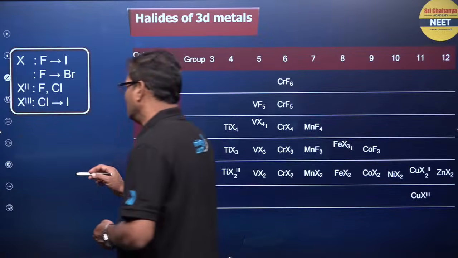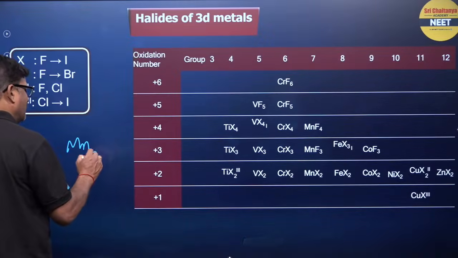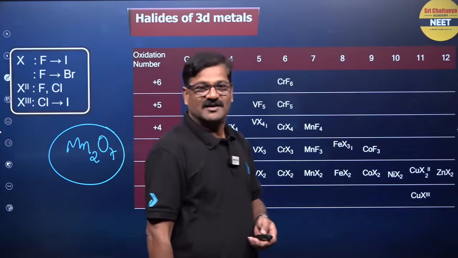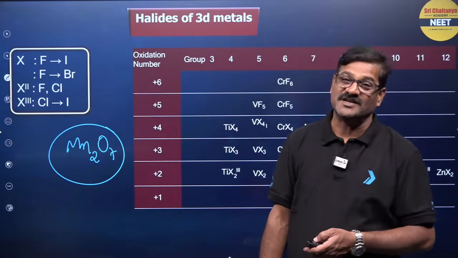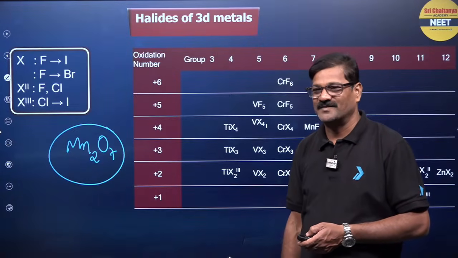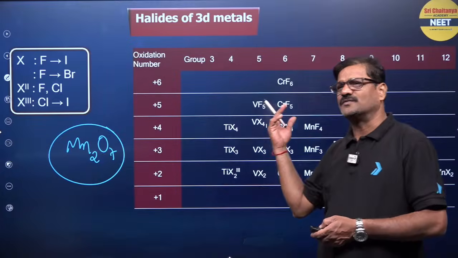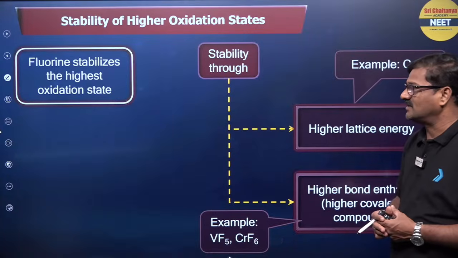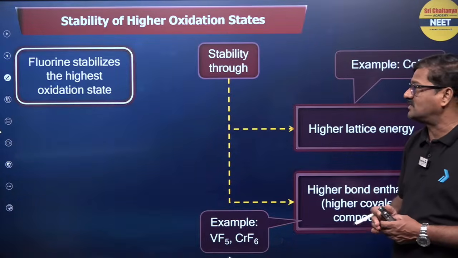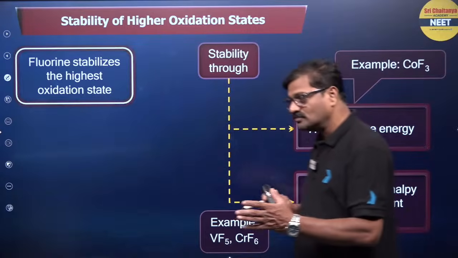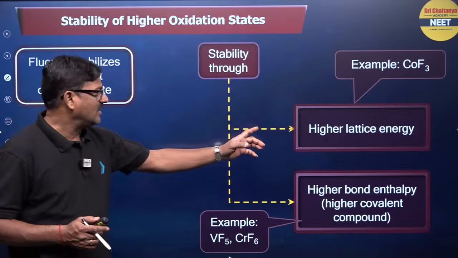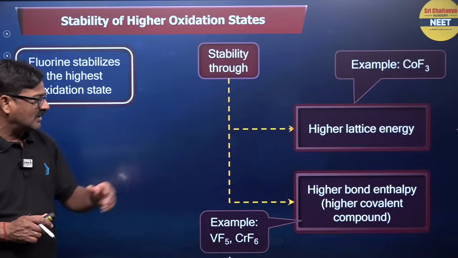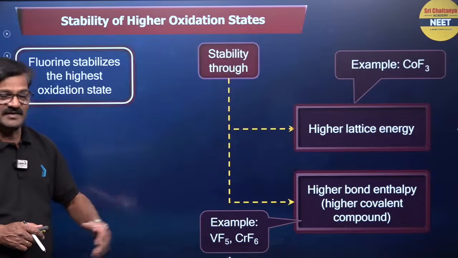Example here, manganese, Mn2O7. Arre, a question on Mn2O7 was also asked in JEE in the January 2026 sessions. Right, we'll go. When it comes to fluorine, it happens to give the highest oxidation state. Stability of higher oxidation state: fluorine stabilizes the highest oxidation state. Stability through high lattice energy, example CoF3. High bond enthalpy, higher covalent compounds, VF5, CrF5.